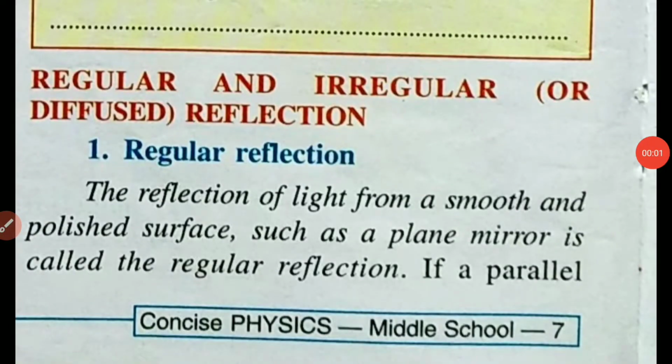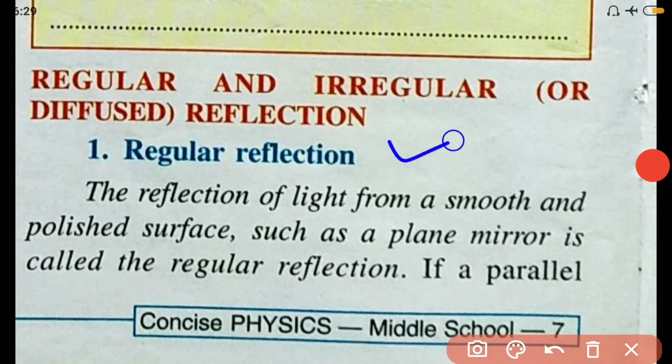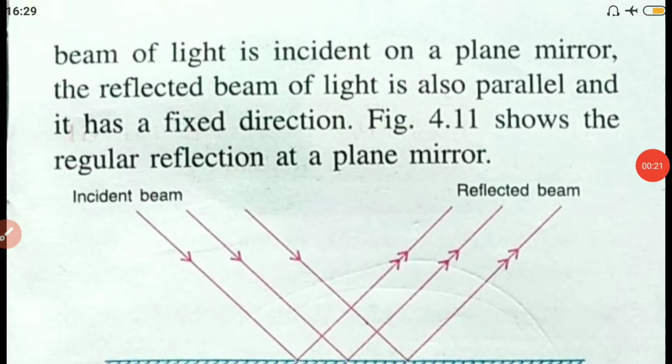This video is for class 7 physics and today's topic is regular and irregular or diffuse reflection. So going to the first one, that is regular reflection. The reflection of light from a smooth and polished surface such as a plane mirror is called the regular reflection. If a parallel beam of light is incident on a plane mirror, the reflected beam of light is also parallel and it has a fixed direction, as shown in the figure 4.11, right?